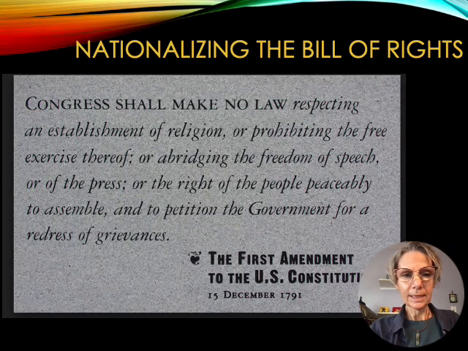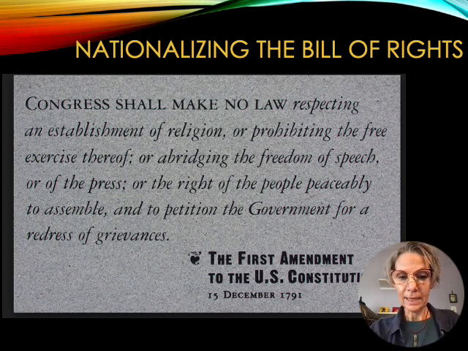All right, so this brings us to the third topic that we're going to be discussing in this lecture, and it's the topic of nationalizing the Bill of Rights. That is the question about whether the Bill of Rights applies only to Congress, the federal government, or whether the Bill of Rights applies to the actions of the states as well.